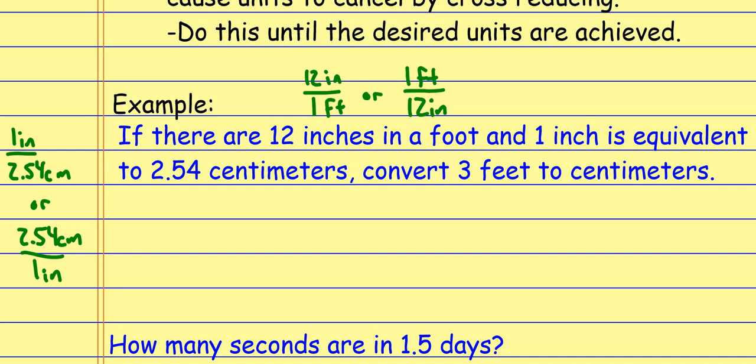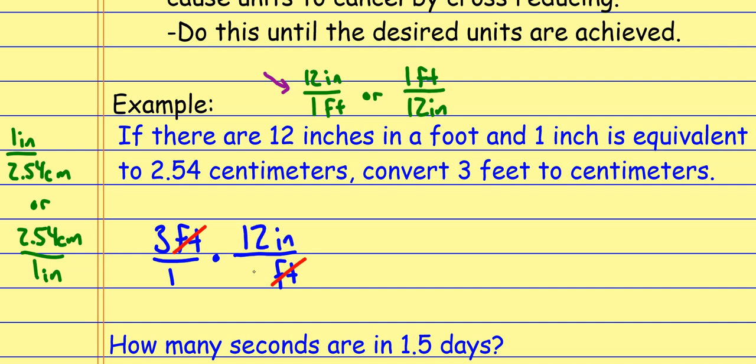I start off with the thing that they give me, which is 3 feet. I can always write anything over 1, so I put 3 feet over 1. I want to multiply by a fraction, okay? I want to get rid of feet. I don't want feet, I want centimeters. So in order to cancel out feet, I need to set up a fraction that has feet in the denominator, because I can reduce this numerator with this denominator. It causes the feet to cancel. So I have to look around at the ratios I have and say, okay, which ratio has feet in the denominator? As you start scanning around, you should notice that this is the only one with feet in the denominator. So that's the ratio I want here.